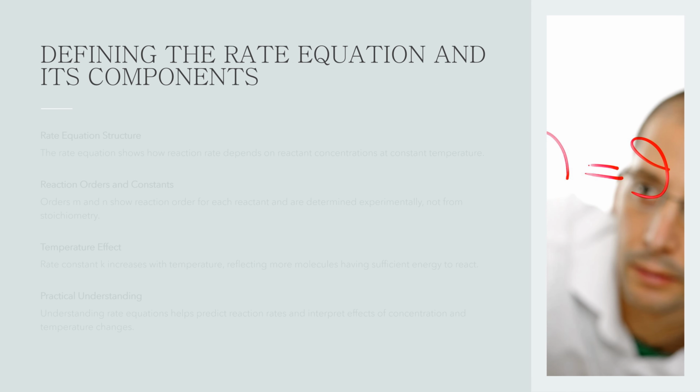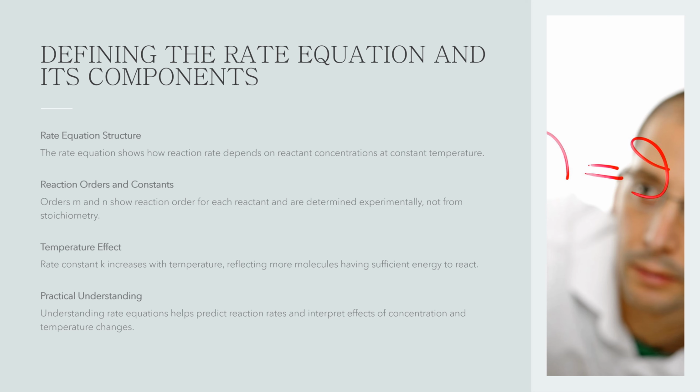A rate equation describes how the rate of a chemical reaction depends on the concentrations of reactants at a constant temperature. The overall order of reaction is the sum of the individual orders. The rate itself is defined as the change in concentration of a reactant or product per unit time and is typically measured in mol dm⁻³ s⁻¹.